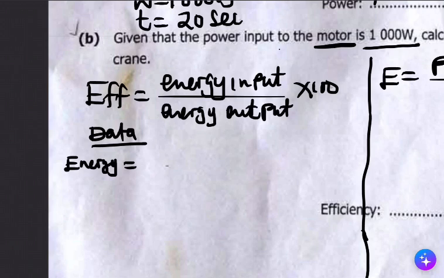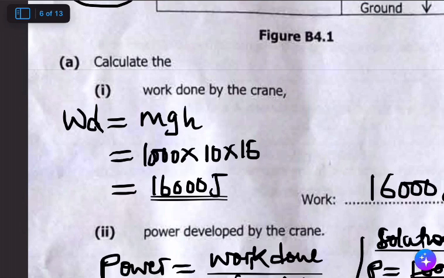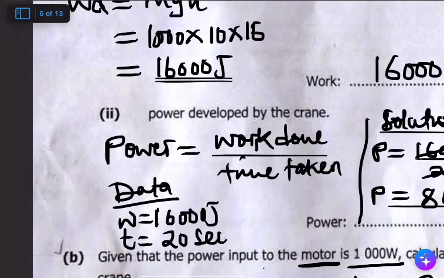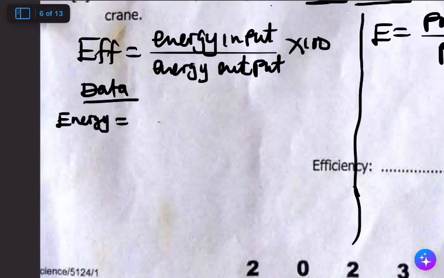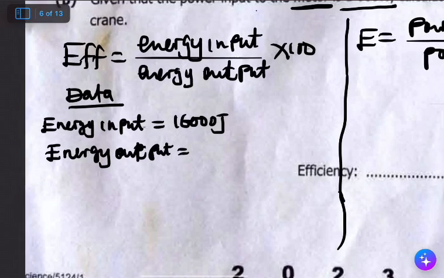So in our case, we found the work done due to gravity as 16,000 joules. So our energy input is equal to 16,000 joules. And then what do we have as the energy output? To get the energy output, we use the formula.